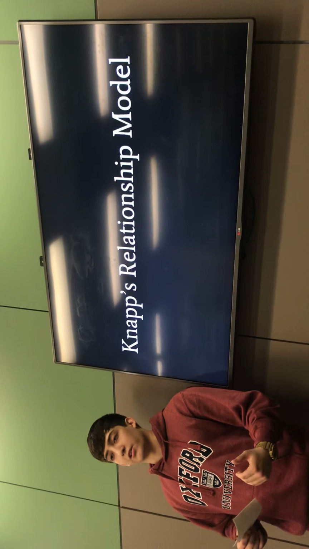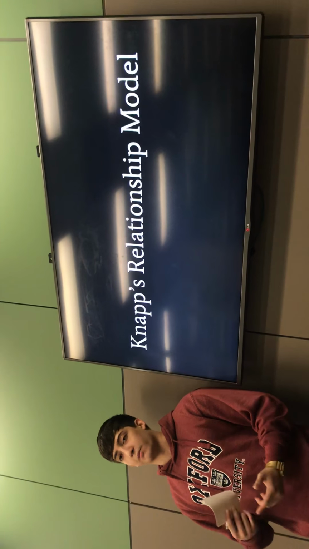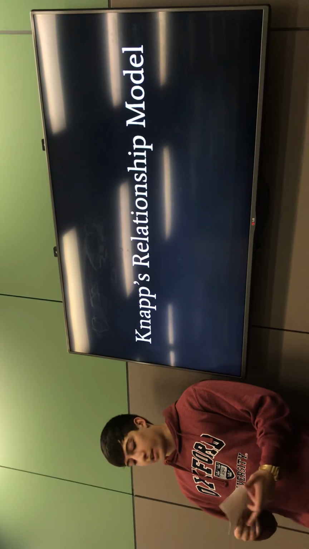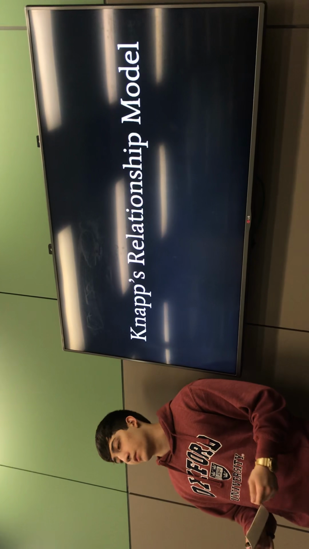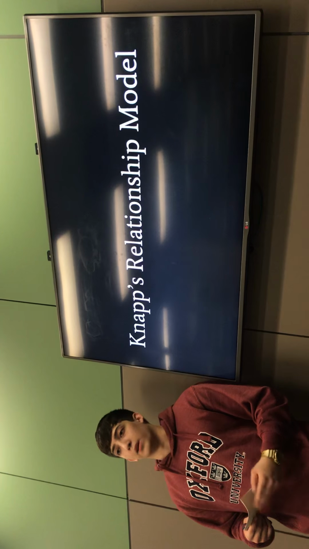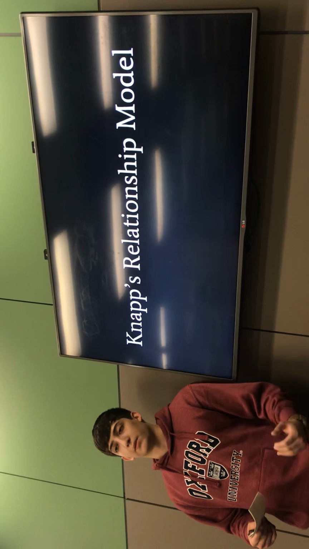I will begin the discussion with 3 main points. My first main point will be the background on Mark Knapp and his relationship model. My second point will be the first 5 steps in his relationship model of coming together. And my third point will be his final 5 steps in his relationship model of coming apart.